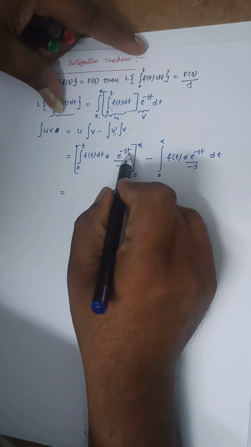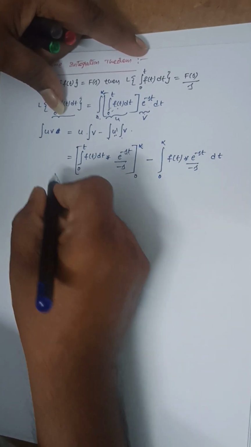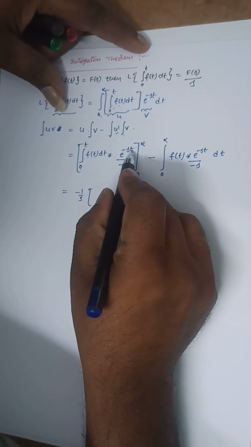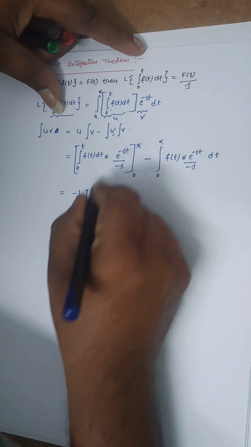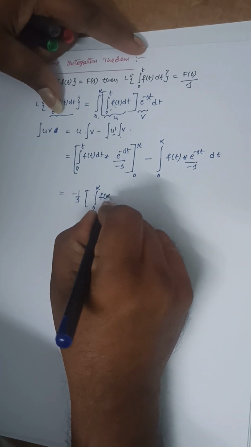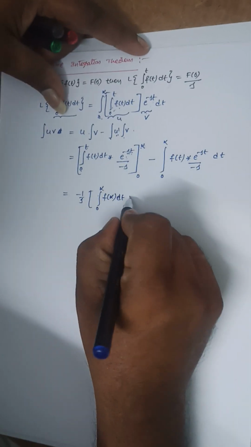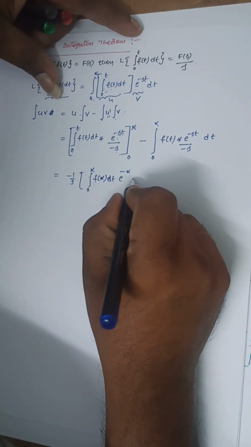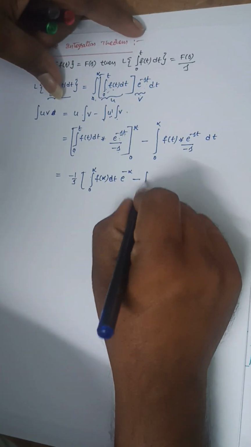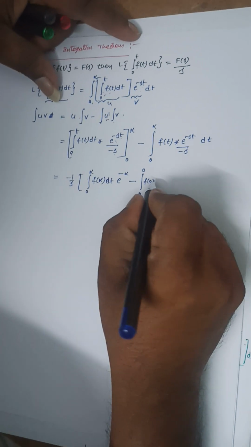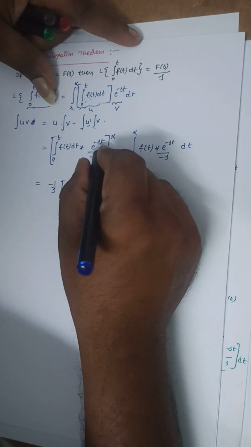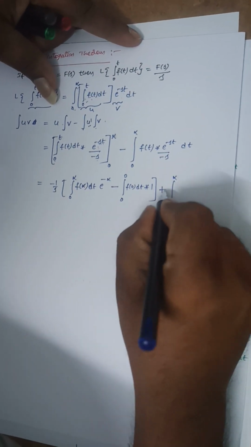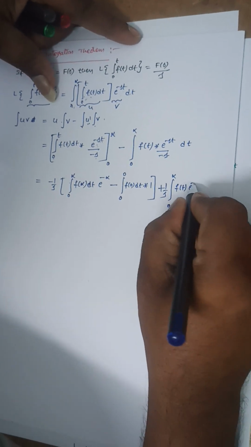If I substitute the upper limit, infinity, in place of t, it is minus 1 by s, taken out of this integration and these limits also: integral 0 to infinity f of t dt into e power minus infinity. Minus, if I substitute 0 here, integral 0 to 0 f of t dt, e power 0, that is 1. Minus into minus is plus, integral 0 to infinity, 1 by s taken out, 1 by s, f of t e power minus st dt.